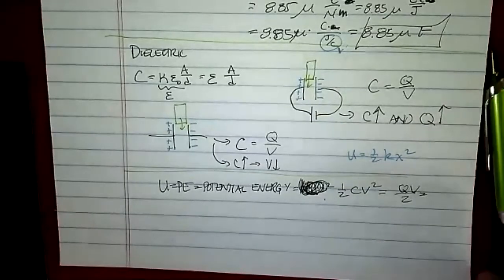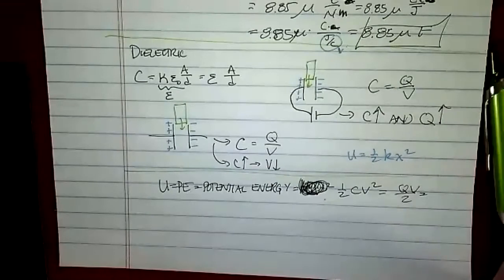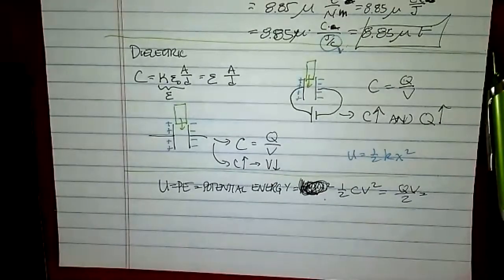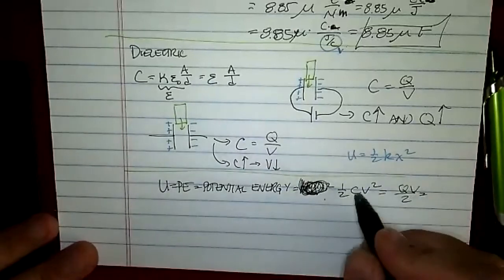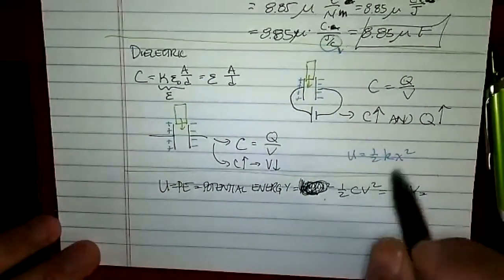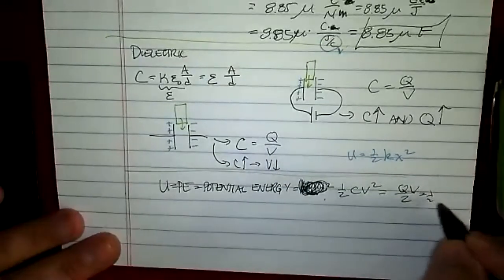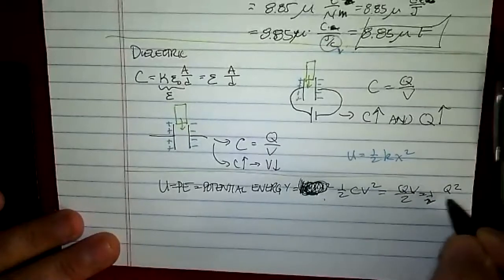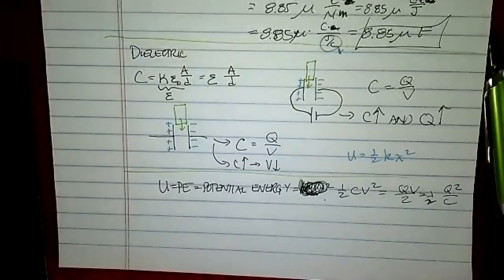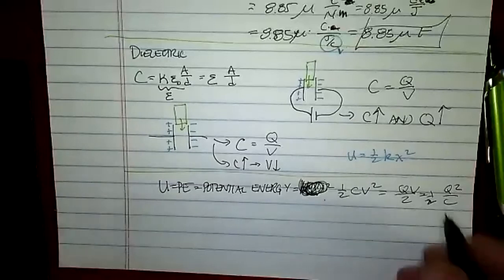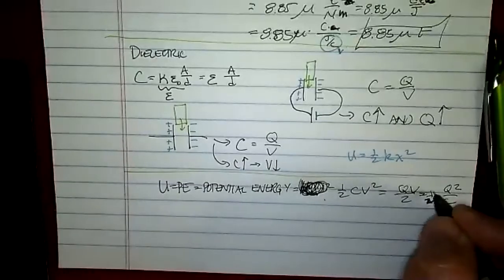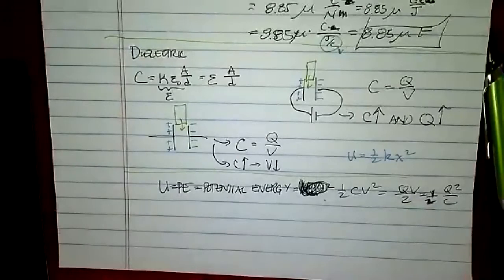Or let's say, for instance, that I knew the charge and the capacitance, but not the voltage. I could then substitute this V, get rid of that by saying V is equal to Q over C, and in that case I get 1/2 Q squared over C. So those are the different formulas that you can use to find the actual energy stored in a capacitor. So it's stored basically in the electric field.